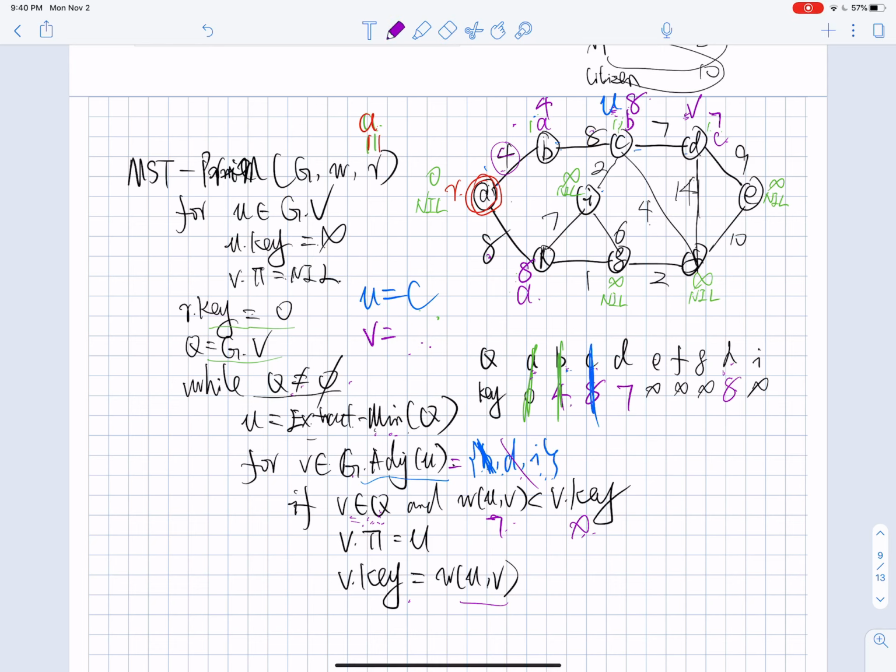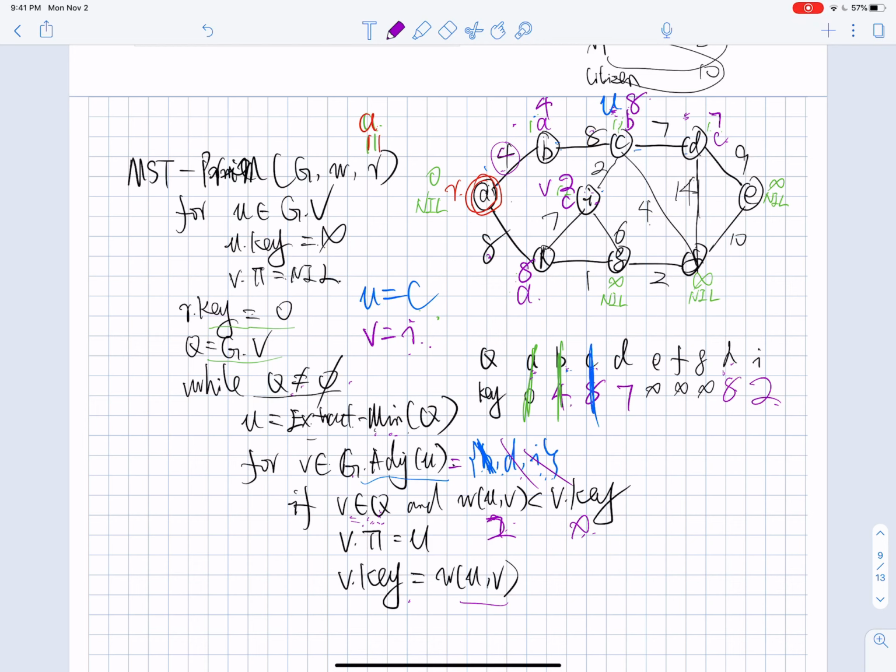And next let's have V equal to I. Okay, let me put the V sign right at I. So this is I, okay? So WUV is 2, whereas V dot key is infinity. So this is again true. We're going to set its key as 2 and its parent as U, which is C, okay? So here for I, let's just give it a smaller key. And then we just finish this iteration of the while loop.